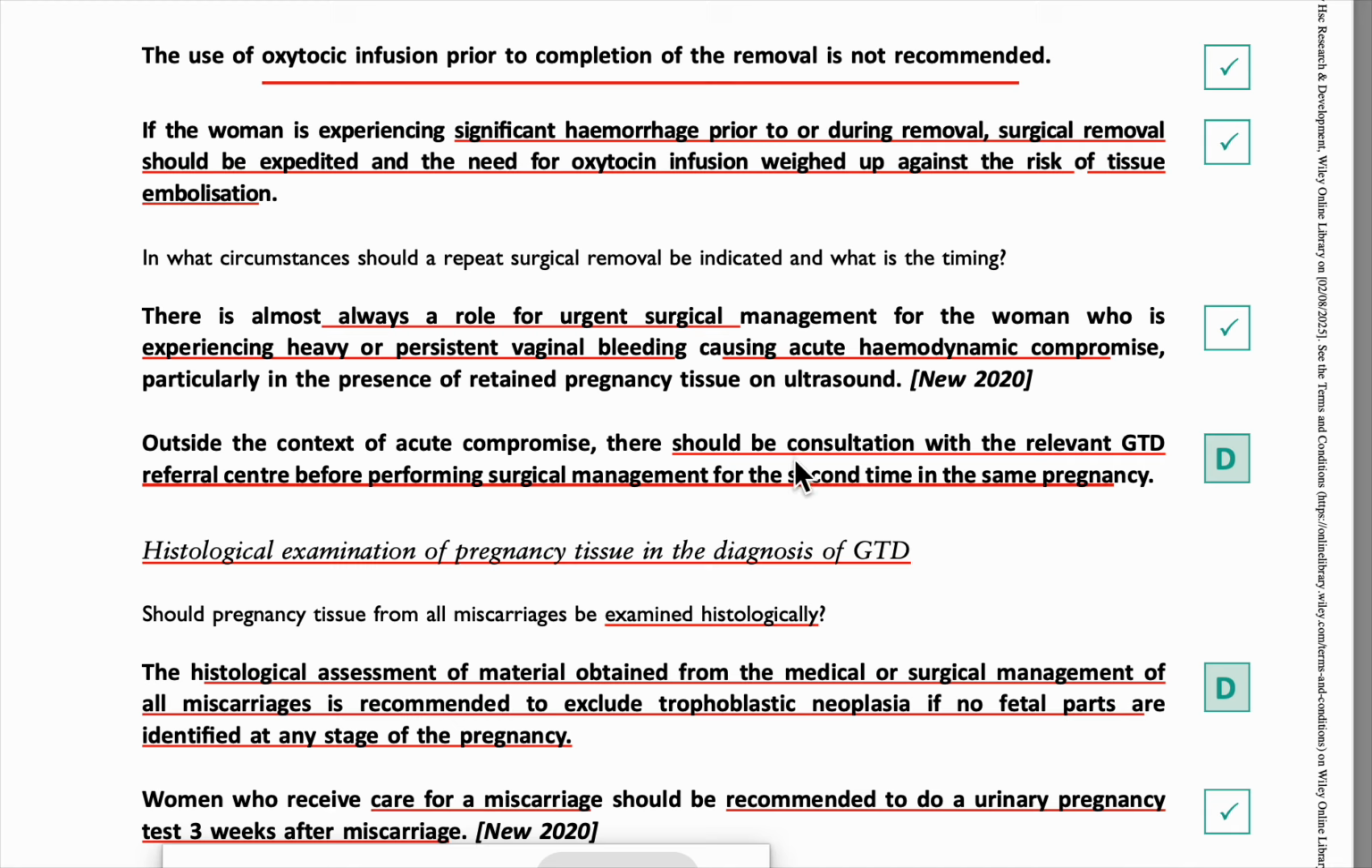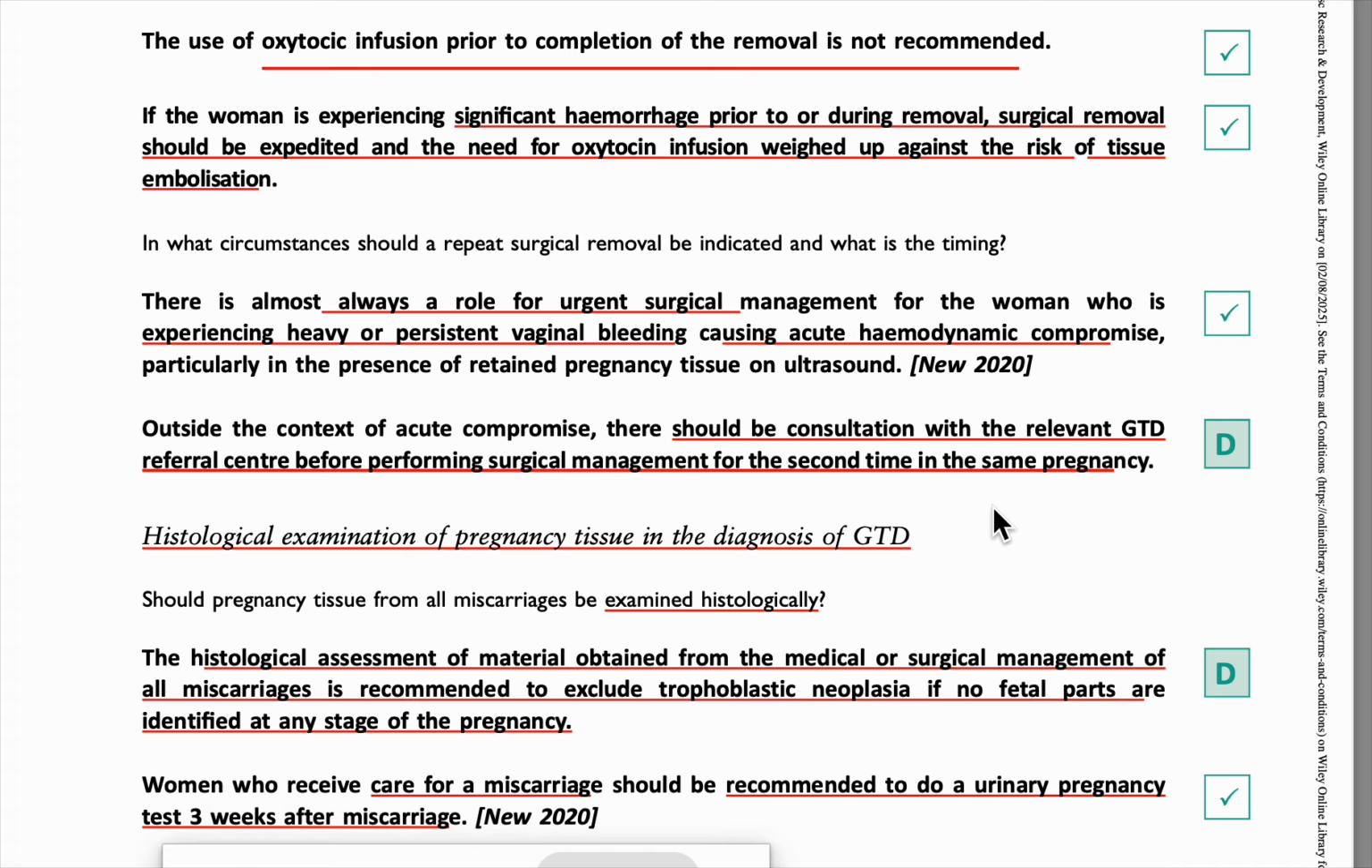if the patient comes to the clinic and we diagnose that she is having a GTD, we make a referral for secondary care. So after every suction curettage, the tissues we have to send for histopathological examination. Why are we sending it?